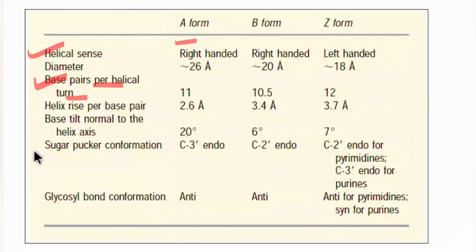And if we talk about the sugar puckering, which is very, very important, because this is asked so many times in the B section of CSIR. You have to remember that it is C3 endo for the A form of DNA, and it is C2 endo in the B form, and in the Z form it is C2 endo for the pyrimidines and C3 endo for the purines. And if we talk about the glycosyl bond conformation, it is anti for the A form and anti again for the B form, and in the Z form it is anti for the pyrimidine and syn for the purine. So you have to remember that the differences are extreme in the Z form.